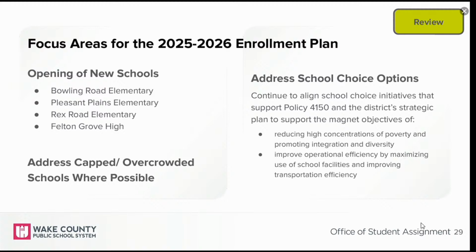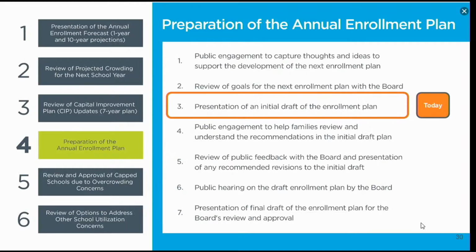And then let's continue to address our school choice options, specifically in the areas of reducing the high concentrations of poverty and promoting school integration and diversity, as well as improving operational efficiency by maximizing the use of our school facilities and improving transportation efficiency. And all of that leads us to today. So all of that work has been done leading up to today.